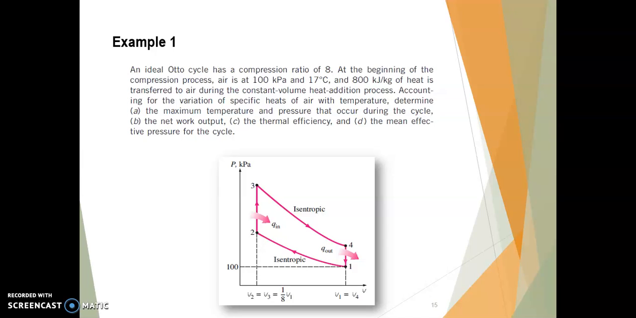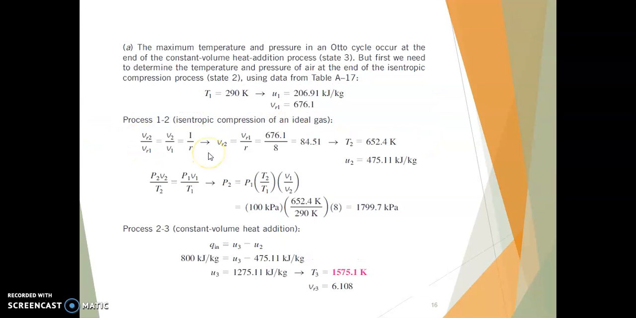So example number 1 mentions an ideal Otto cycle with a compression ratio equal to 8. At the beginning of the compression process, air is at 100 kilopascal, which is atmospheric pressure, and 17 Celsius, which is usually at point number 1. And 800 kilojoule per kilogram is the heat transferred to the air during the constant volume heat addition process. Accounting for the variation of specific heats of air, determine the temperature at point number 1, the maximum temperature and pressure occurring during the cycle, then the net output, then the thermal efficiency, and the last part, which is the mean effective pressure of the cycle.